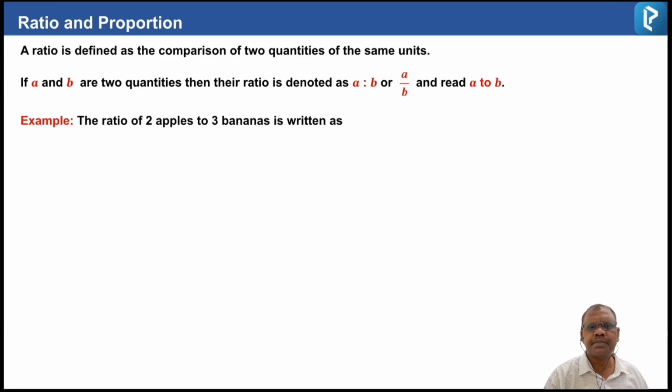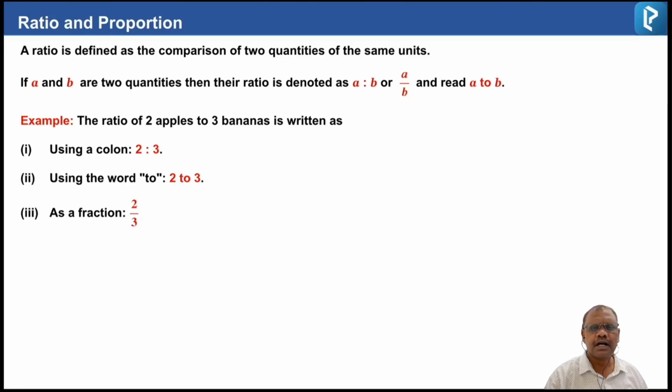Say for example, the ratio of 2 apples to 3 bananas is written, using a colon, as 2 is to 3. Using the word to, it is written as 2 to 3. And using a fraction, it is written as 2 by 3. In these three ways, we can denote a ratio.